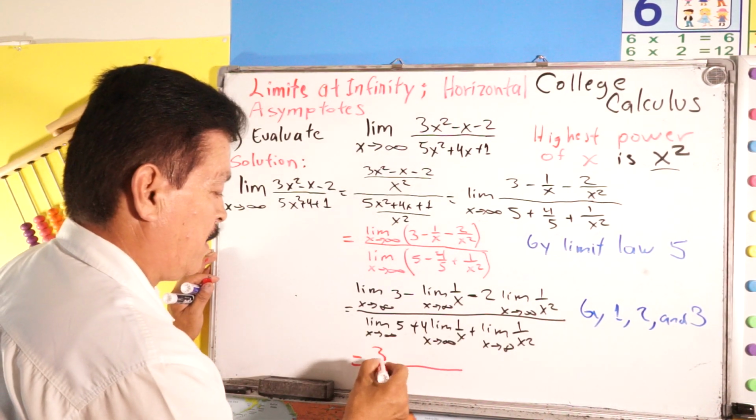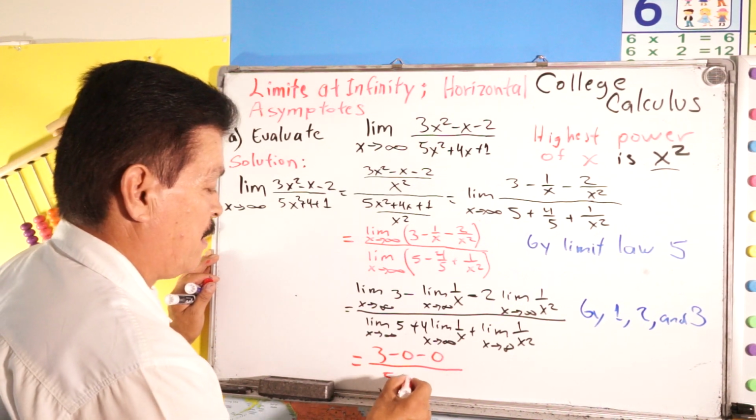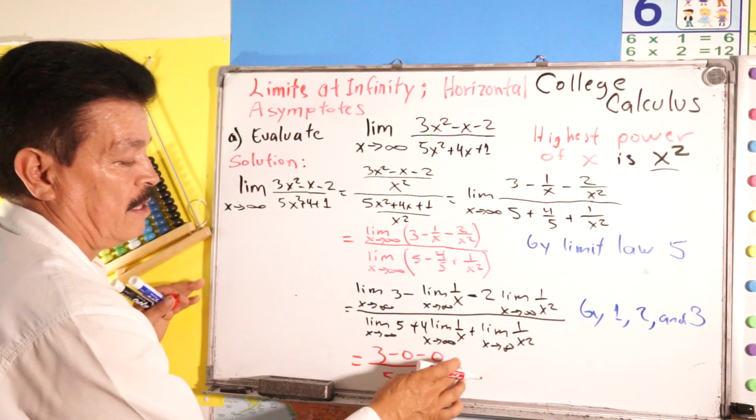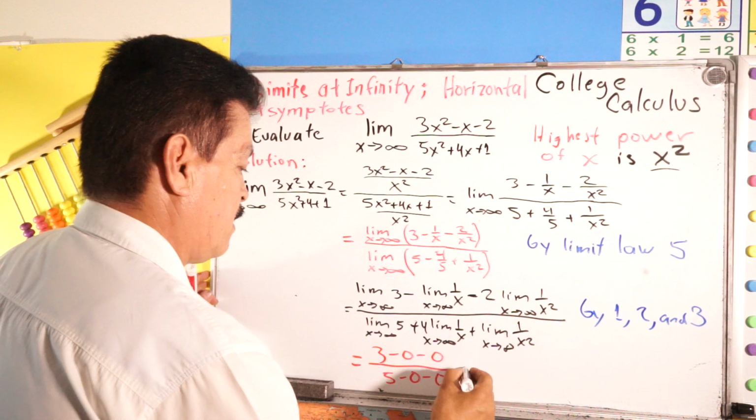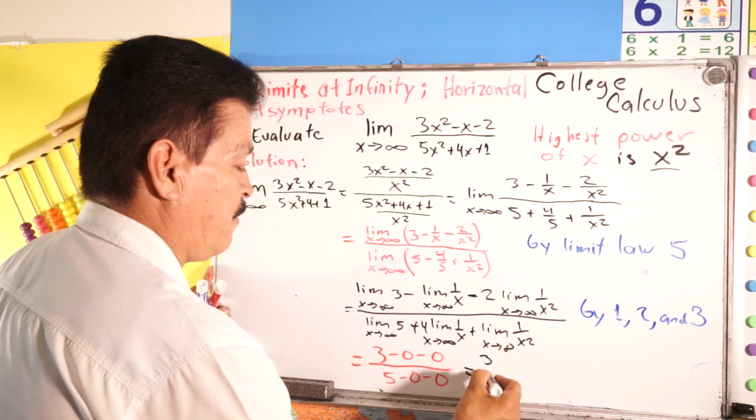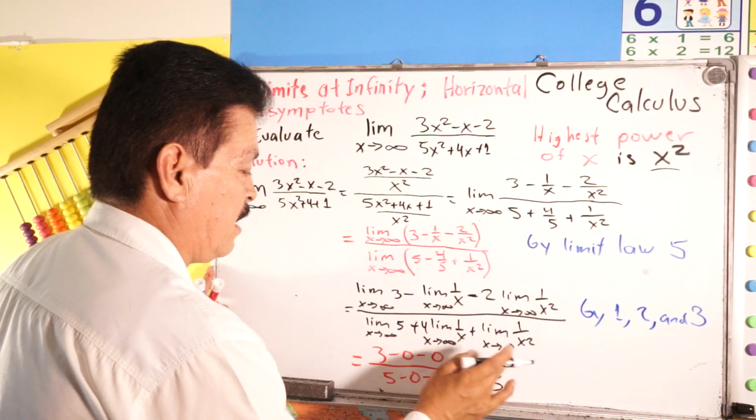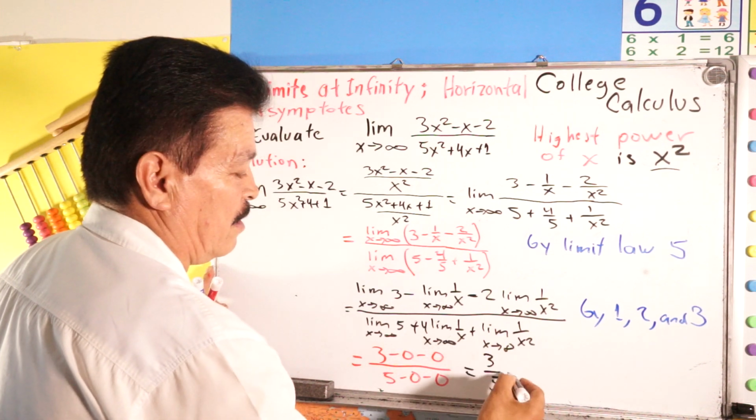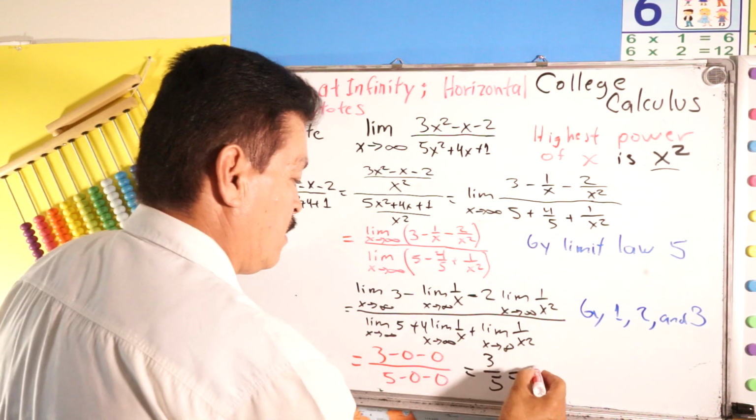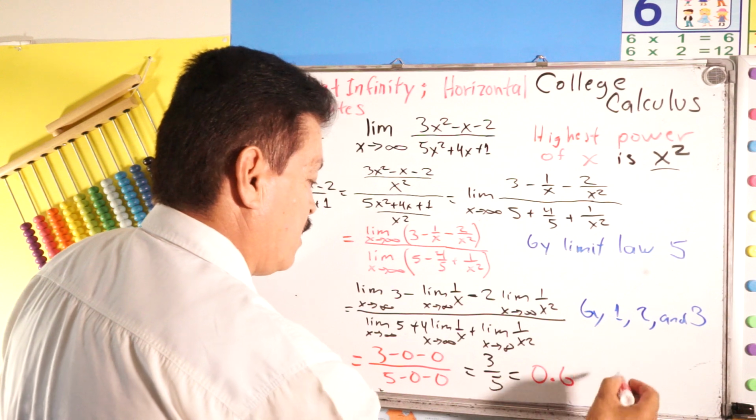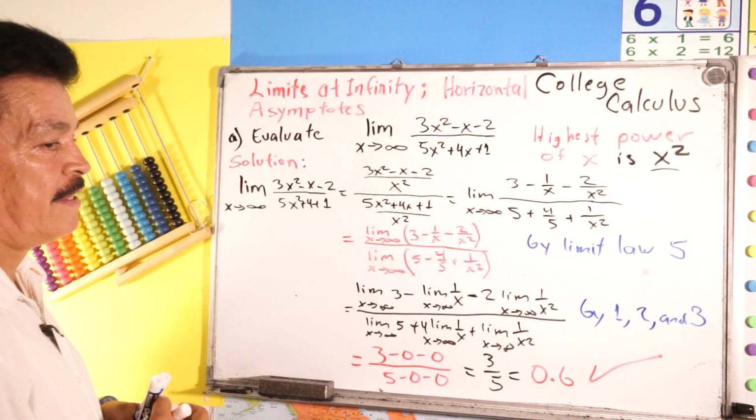in this case, 3 minus 0 minus 0 over 5 minus 0 minus 0. You simplify this, easy. This equals 3/5. In decimal, that's 0.6. So that's the answer.